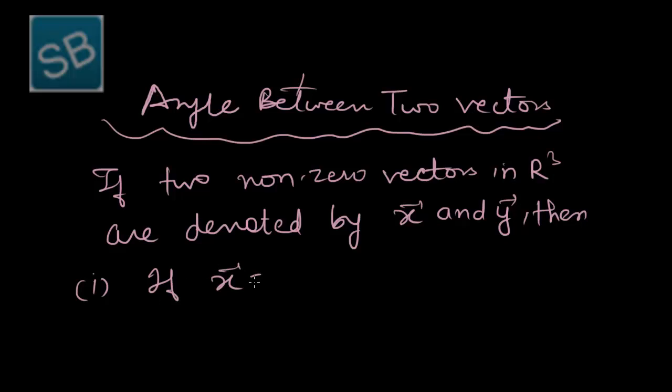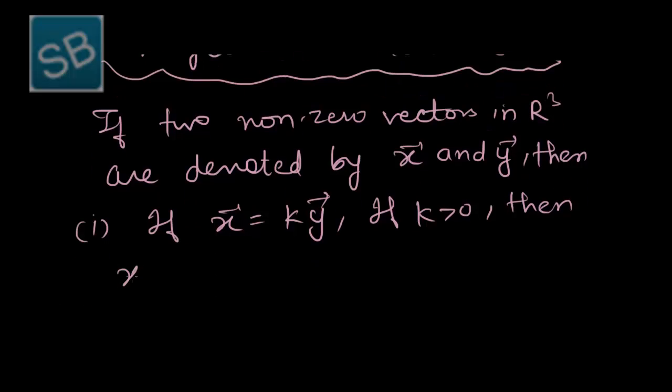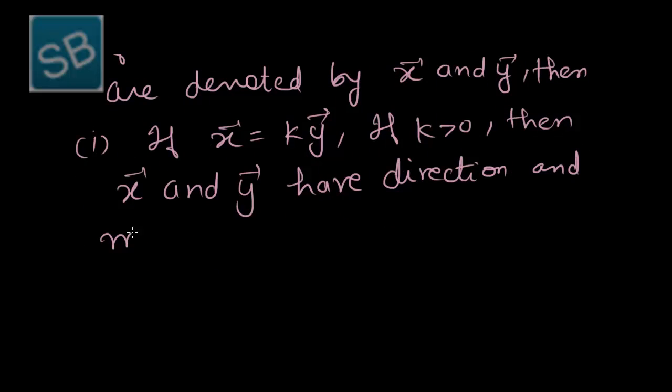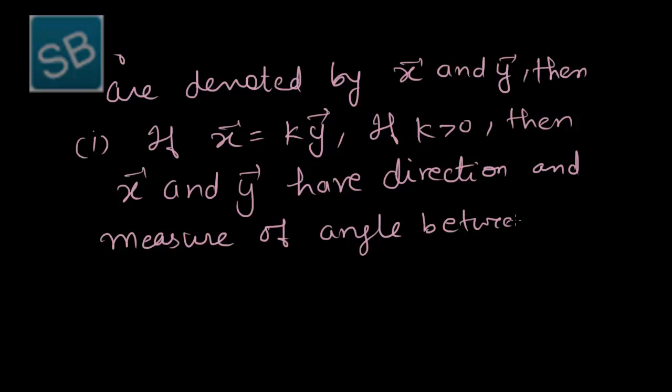if vector x is equal to k times vector y and if k is greater than 0, then vector x and vector y have the same direction and the measure of the angle between vector x and y is 0 degrees.